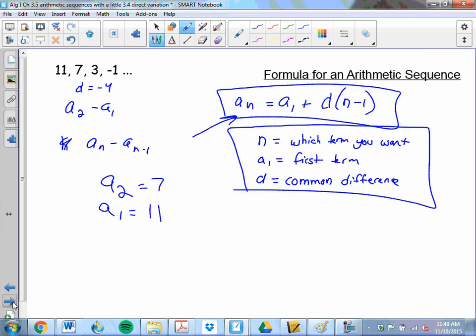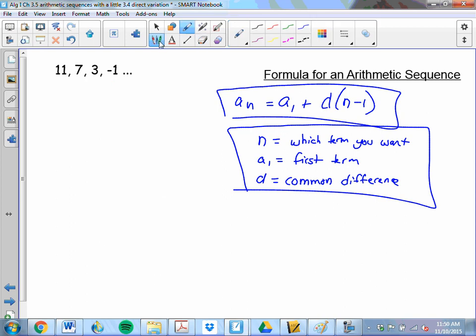So to make this a bit more formal, the formula for any arithmetic sequence looks like this. You have a sub n, which is the term you want to find. n stands for the actual term that you want. So if I plug a 12 in for n, I'd be finding the 12th term. a sub 1 is my first term. d stands for common difference. On the last screen, I wrote it like this, and that means the same thing.